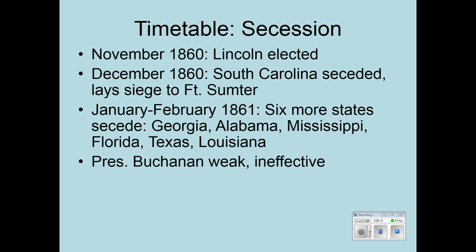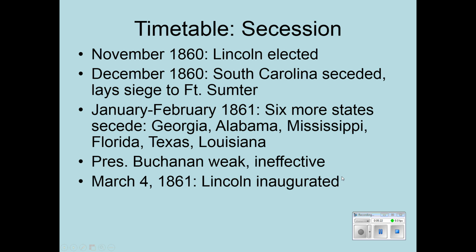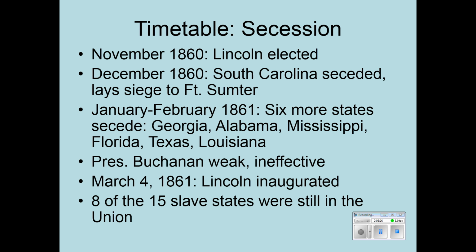Lincoln, although he was elected in November, was not inaugurated until March 4th. So when he came to the presidency, 7 states had already seceded from the Union. So 8 of the 15 states were still in the Union when Lincoln became president. And it was a major part of his challenge early in his presidency to try to keep at least some of them. He felt that if he lost them all, he could not win a civil war.